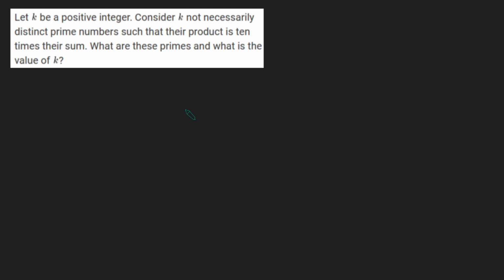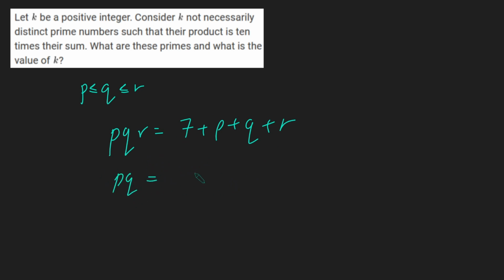Let's imagine we could do it with 5 and use a similar argument, just requires a bit more work here. Let's call the 3 remaining primes p, q, and r, and again we'll have them in this non-decreasing order. So we can say that p, q, r is 7 plus p plus q plus r. Cool. Let's now divide by r here, which is supposedly our biggest prime number. So we get pq is equal to 7 over r plus p over r plus q over r plus 1.